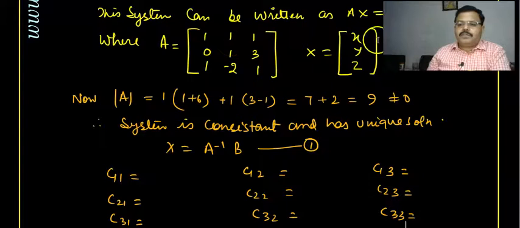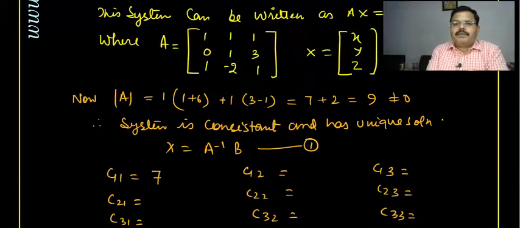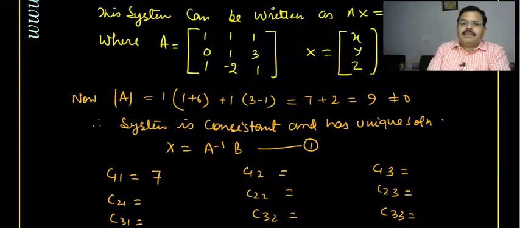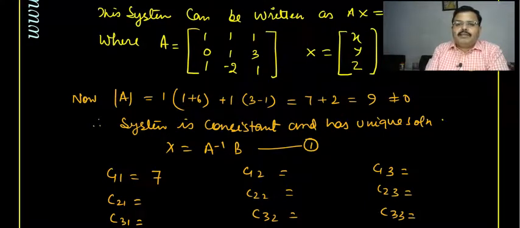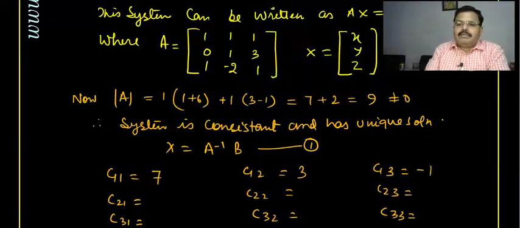So C11, let us find it. C11 is, cancelling this row and column, 1 plus 6, that is 7. And C12, cancelling this, will be 0 minus minus 3, that is 0 minus 3, so minus 3, but the sign will change, so it will be plus 3. Then C13, this cancels, 0, and this is minus 1, so 0 minus 1, that is minus 1. Now C21, cancelling this, is 1 plus 2, that is 3, but the sign will change, so it will be minus 3.